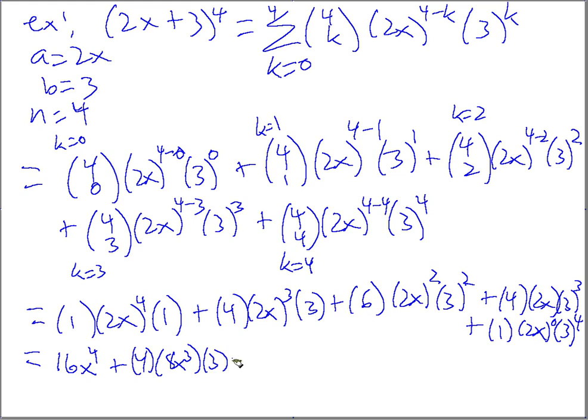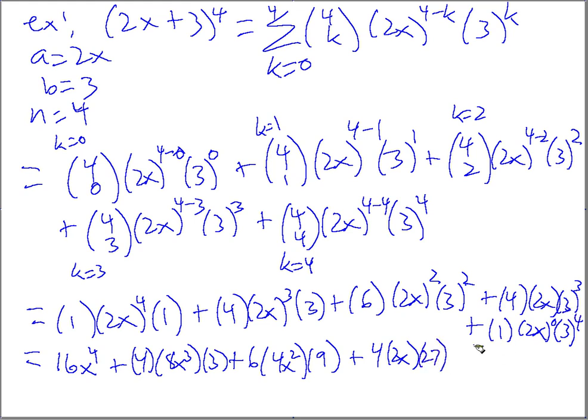6 here, so plus 6 times what? 2x squared is what? 4x squared. Let's work it out step by step. What's 3 squared? 9. Right, can we see that? Plus 4 times 2x. What's 3 cubed here? 3 cubed, that's a 3 there. Sorry about that. 3 cubed is 27. 27, can we see that?